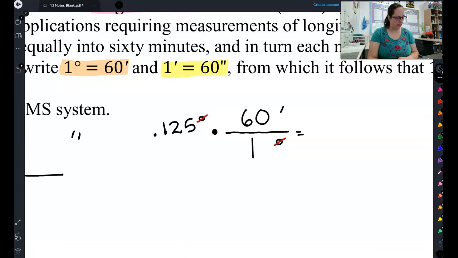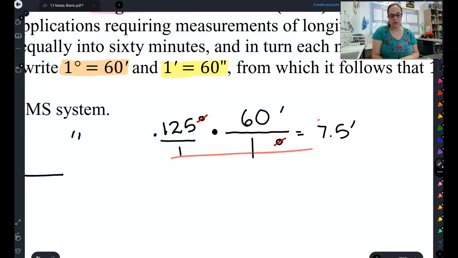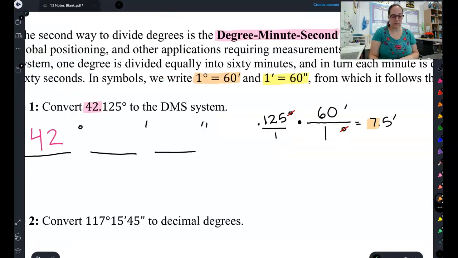So I go into my calculator and I do 0.125 times 60. And that gives me 7.5. And it's going to be minutes because that's the only unit left. By the way, same thing I did here. Technically this is over 1 and you just multiply the numerators together and the denominators together. So I now know this is 7.5 minutes.